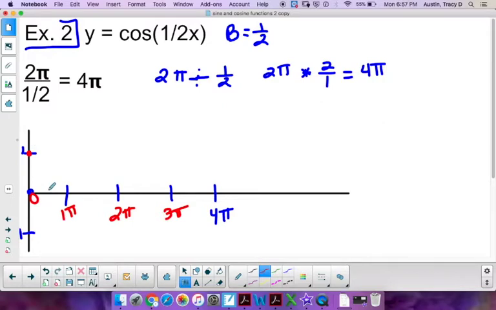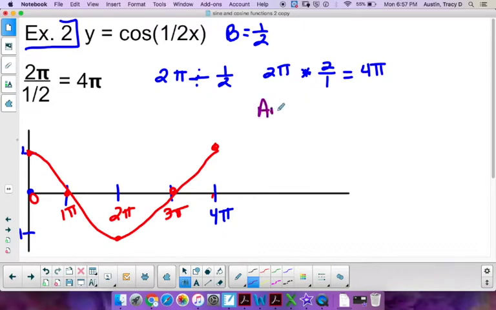So first one's at 1, and then 0, and then -1, back to 0, back to 1. So there's my cosine function. And the only thing really is it just took longer to get to the end. It took 4 pi instead of 2.